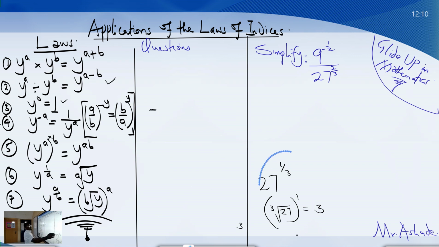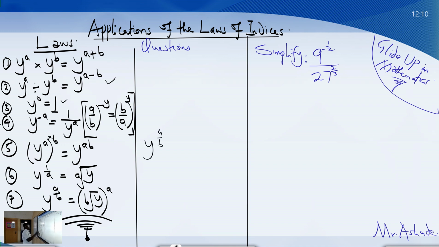So this is not my main focus for today. I just need to explain all these simple laws. The last one, y raised to power a over b. When you have a number raised to a fractional index, the denominator takes the root of that number, then the numerator becomes the power.